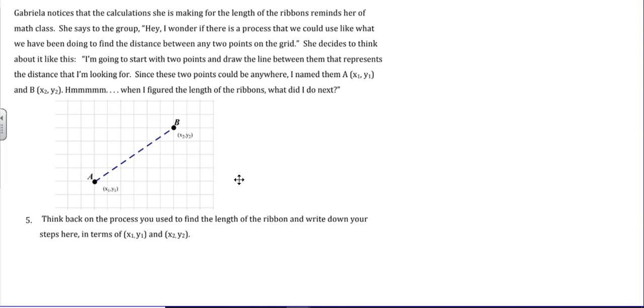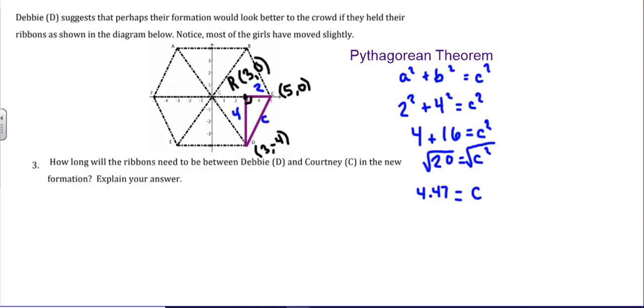So we need to think back to the process that we used to find the length of the ribbon and write down our steps here in terms of x sub 1, y sub 1, and x sub 2, y sub 2. So remember our steps before, we realized we were going to use the Pythagorean theorem. So we needed a right triangle. So we drew the right triangle, wrote down the Pythagorean theorem.